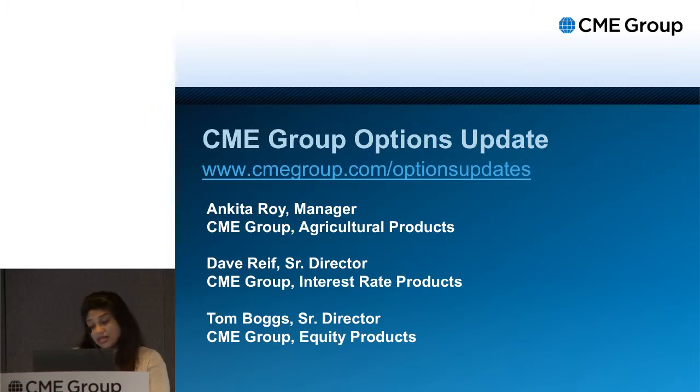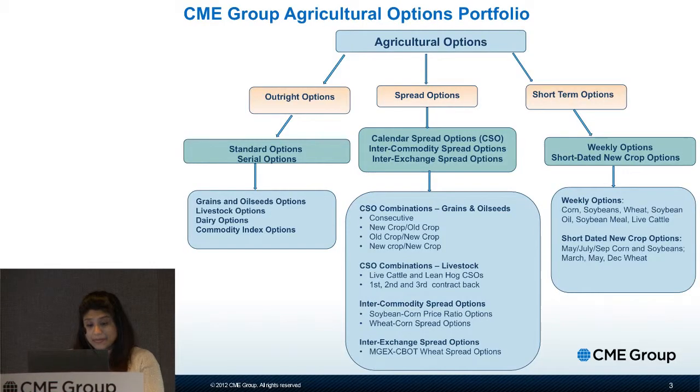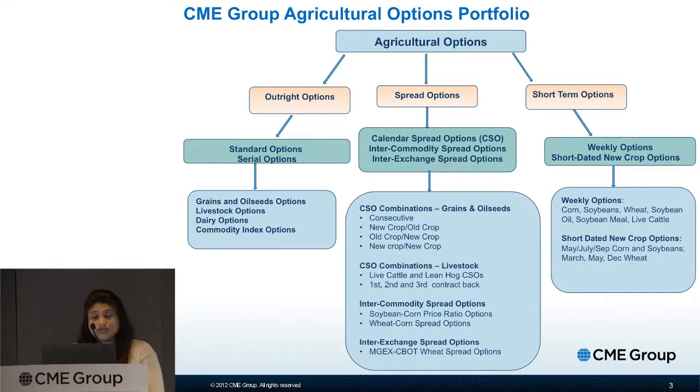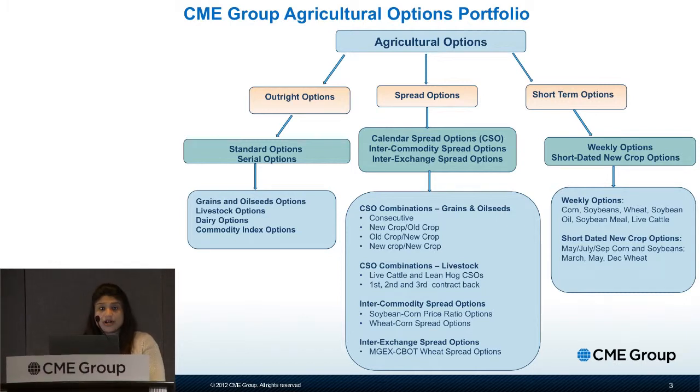So I'll start with our ag options first. At CME, we have a huge, diverse portfolio of agricultural options. We have outright options, which are standards and cereals, spread options, which are calendar spread options, inter-commodity spread options, and inter-exchange spread options. Now, recently, you must have heard that we acquired Kansas City Board of Trade.